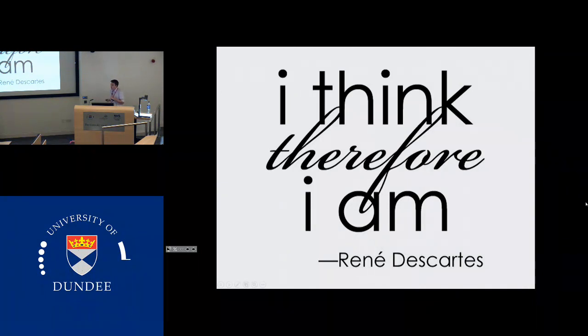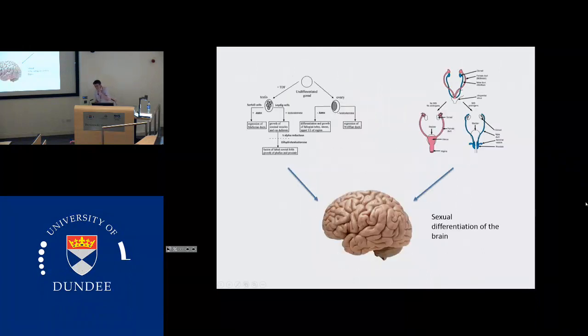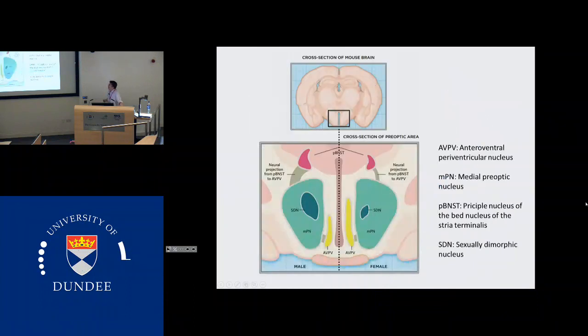So while I've talked about how genes and hormones affect genital development, there's obviously also an effect on how these hormones affect the brain and how our brain develops. And these hormones will influence our gender identity and our sexual orientation. It's crucial in understanding this brain development to understand how we identify as male or female. It's recognised that there are differences in how males and females develop and how our sexual identity is created.